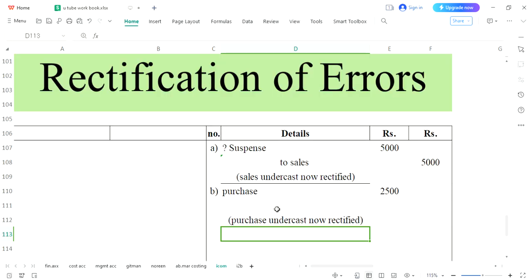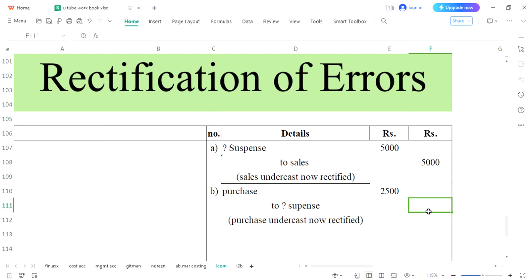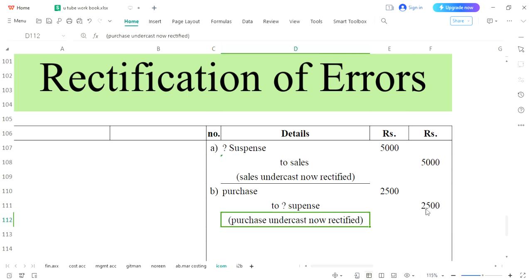But there is nothing to be written over here. When there is nothing to be written, you may mark a question mark, and then you will write suspense. This question mark is optional. You may or you may not write it, but suspense is important. You will have to write it. So 2500 would be posted over here, and that's all. Our second entry has been completed.